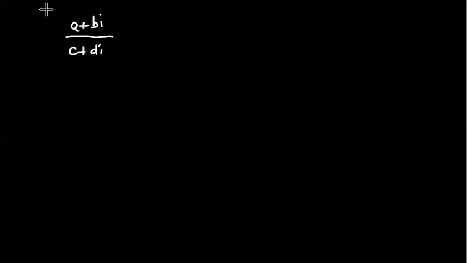Well, the first thing I want to do is rationalize the denominator in such a way that I end up with no imaginary number. That is the purpose of the conjugate. So if I multiply the denominator by its conjugate, let's see what happens. What's the conjugate of the denominator? Well, it's going to be c minus di, because all I have to do is switch the sign in the middle.